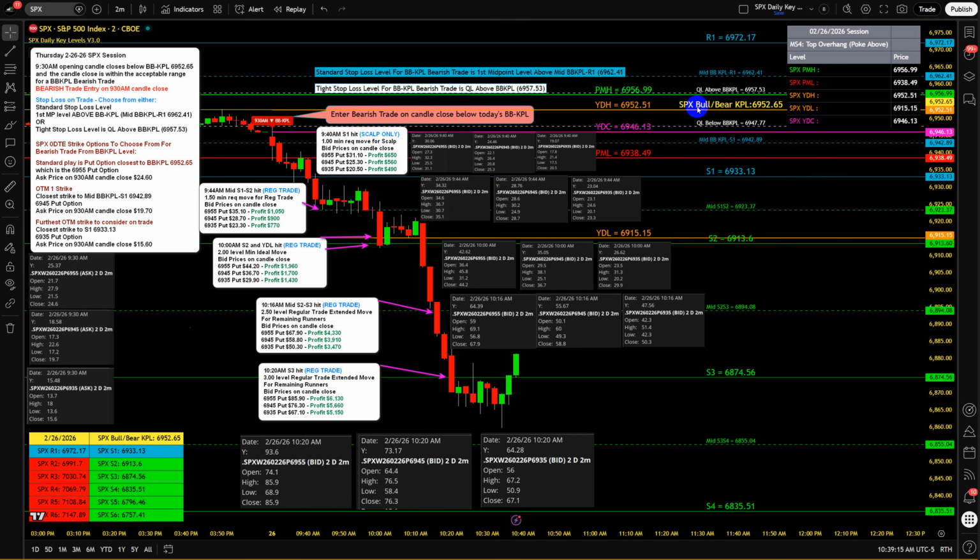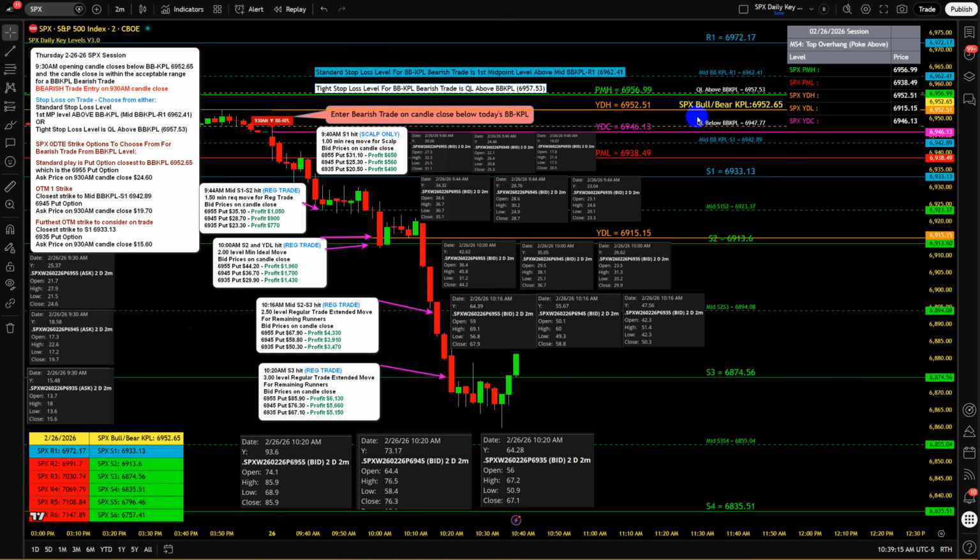Now with this indicator, you have three different strike options to pick on any bullish or bearish trade that you do, depending on the level that you're taking the trade from. And the process for doing that is as follows. So since we're taking a trade off the SPX Bull Bear KPL level, and we have a bearish trade, the way that you work out the three different option strikes that you can choose from on this particular trade is: the standard play is going to be your first option.